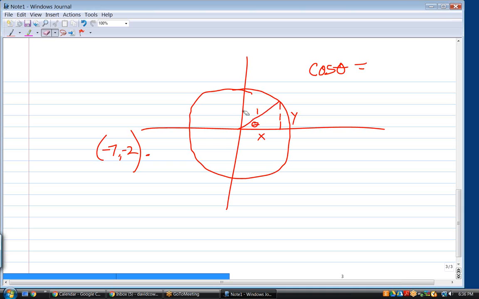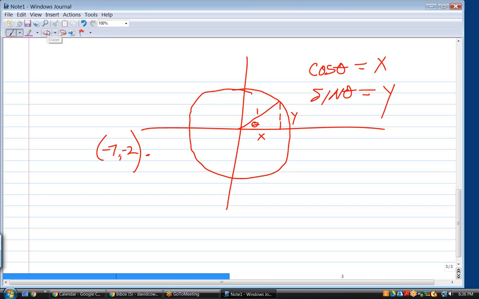And it's important, and I'll show you why. What is the cosine of theta if the hypotenuse is 1? It would be x over 1. That's it. And the sine of theta is y. That's the reason they use the unit circle.